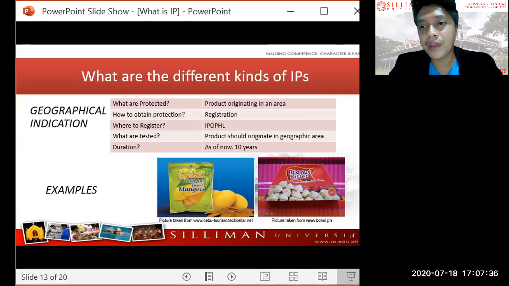A good example there is, you can see there, Cebu delights dried mango. Therefore, it comes from Cebu. So it means that it's geographically indication protected. Another good example is peanut kisses from Bohol.